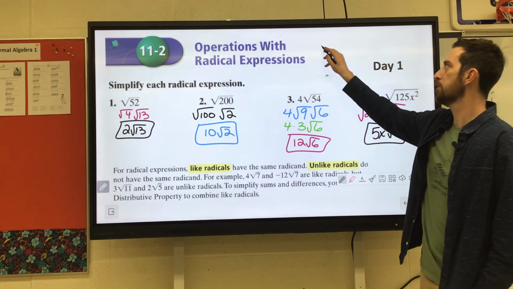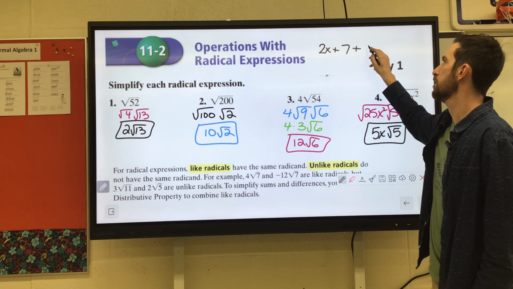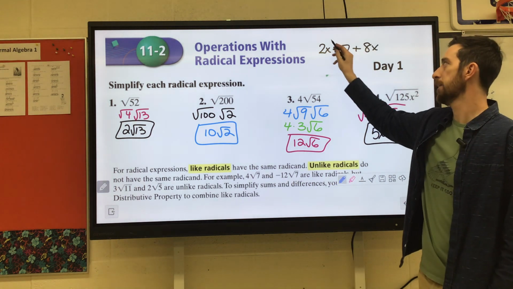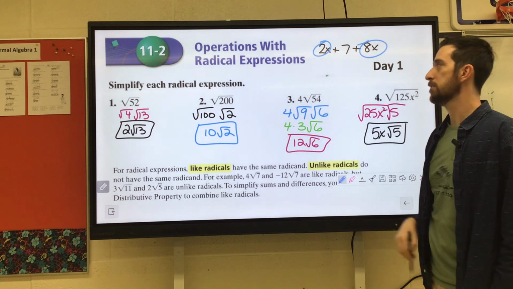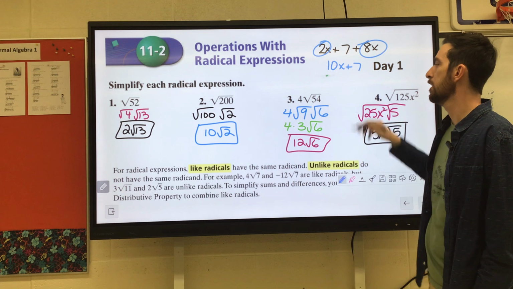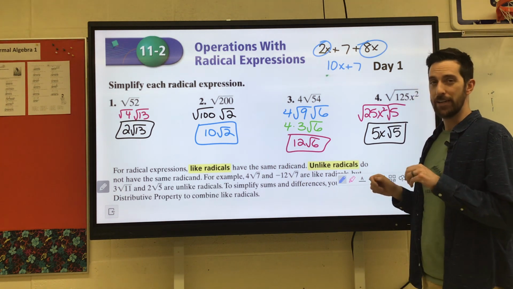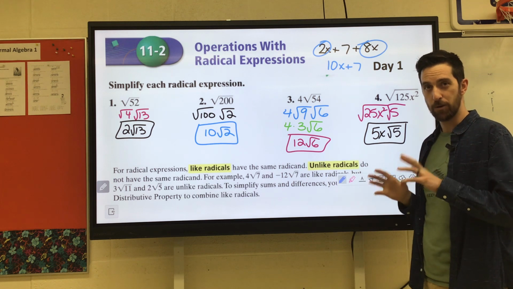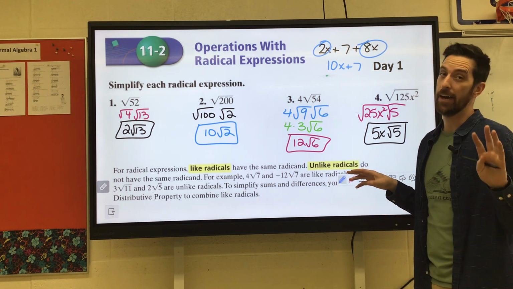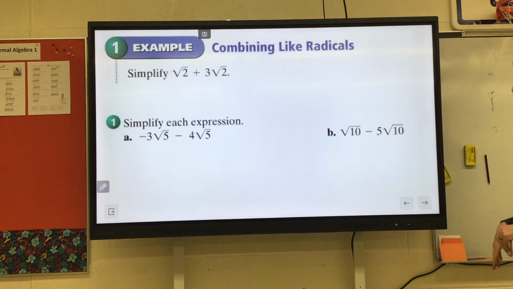So just like when you were doing back in the day, 2x plus 7 plus 8x, the only ones you could combine together are 2x and 8x. That would give you 10x plus 7. Those are like terms. With radicals, you can only add or subtract them if they have the exact same number in the radical. If they don't, you can't combine them. However, you got to make sure that you take out all the perfect squares before you determine that.